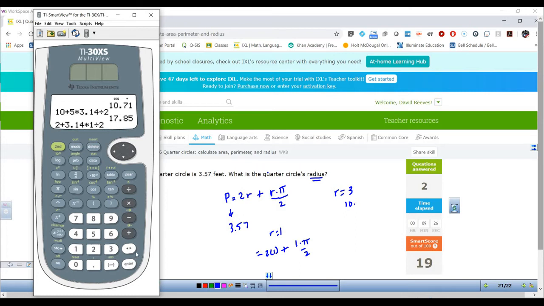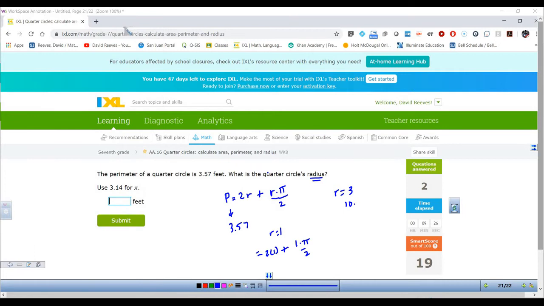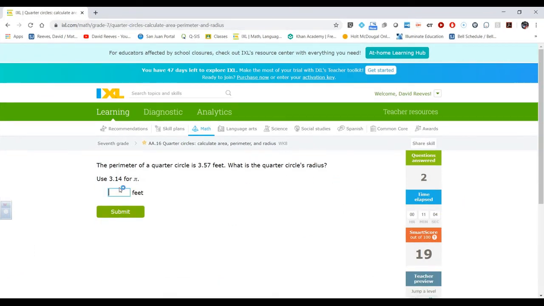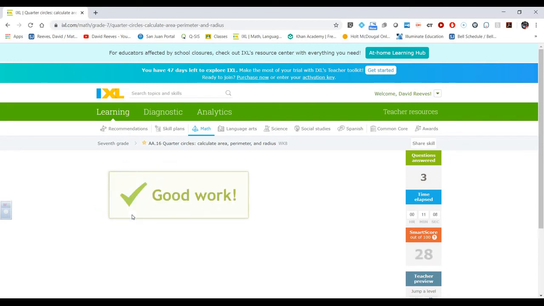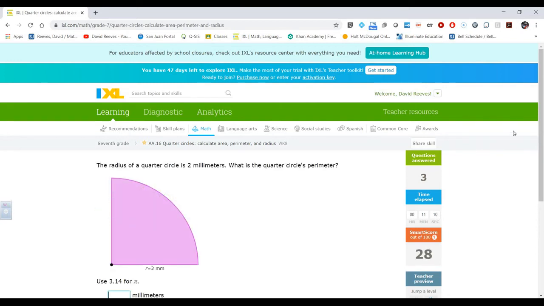So it was 2 times 1 plus 1 times pi divided by 2, and the answer we're looking for is 3.57. And what did we get? We got 3.57. All right, are you feeling smart yet? I'm feeling kind of smart, except I forgot the formula. That's not making me feel so smart. All righty, here we go.